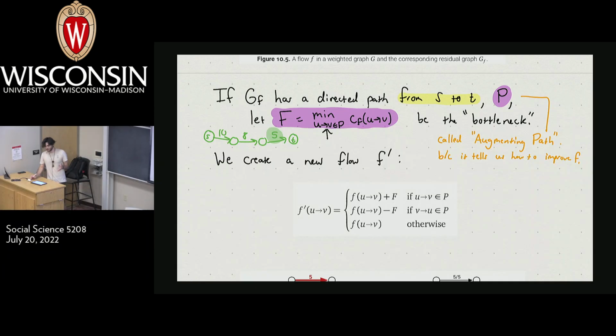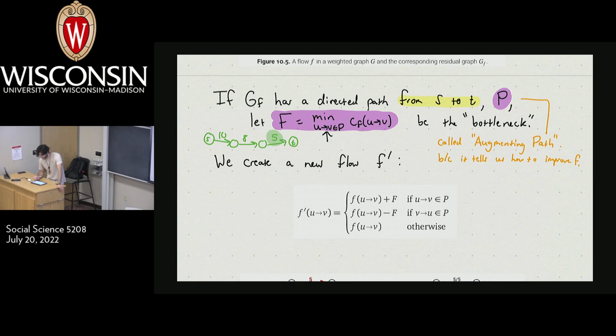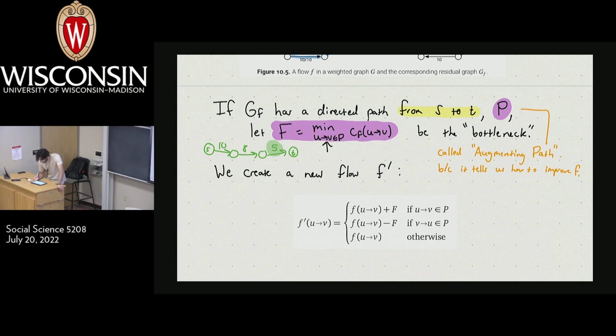Intuitively, this is the most flow we could send down that path without breaking the capacity constraints. You could also think of it as the bottleneck for this path. We can't really send more without breaking something, specifically one of the pipes. So that's what F is. And this path we're going to call an augmenting path.